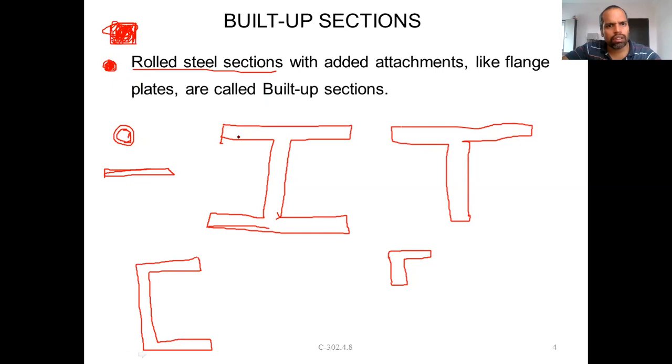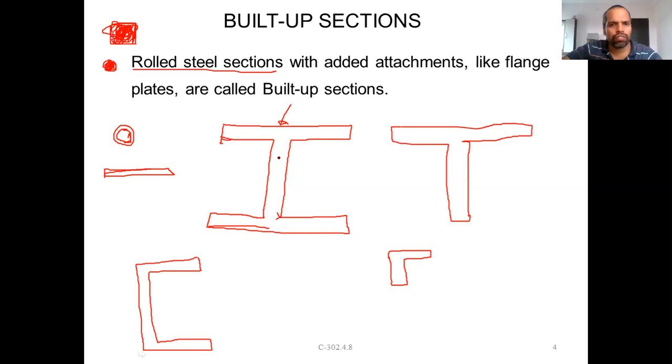Let us say you are designing a beam. The I section is the most commonly used beam section. A beam carries a combination of bending and shear. Bending is taken by the flanges and shear is taken by the web. Most widely used beam sections are I sections.